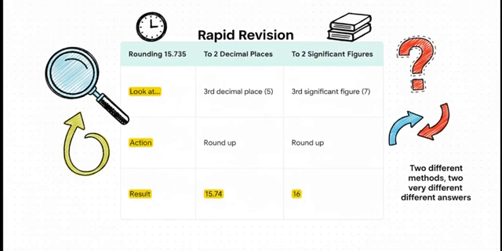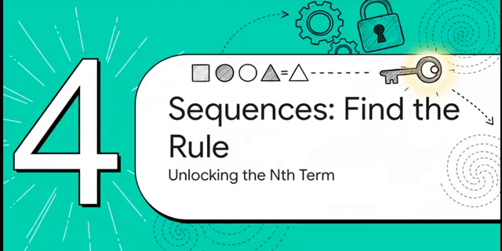Totally different methods, and as you can see, totally different answers. You gotta know which one to use. Okay, time for our 4th topic, sequences. I want you to think of yourself as a code breaker here. Your job is to spot the hidden pattern, to find that underlying rule that creates the whole sequence. We call it unlocking the nth term.